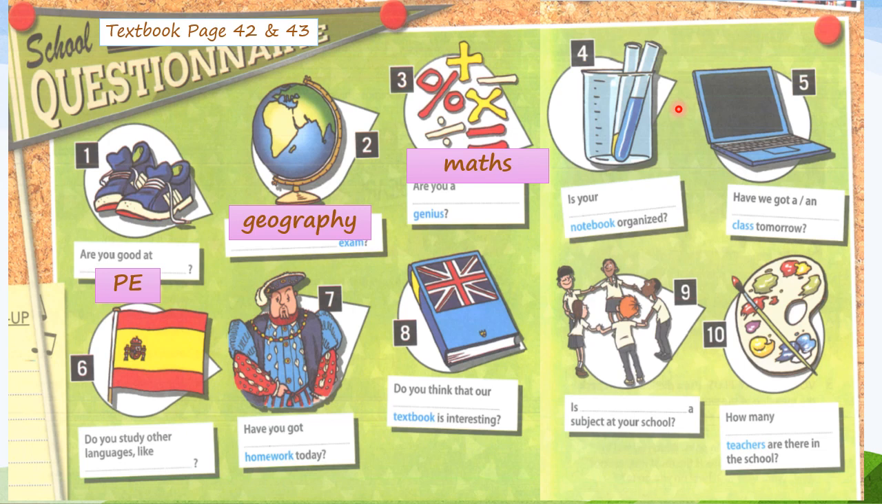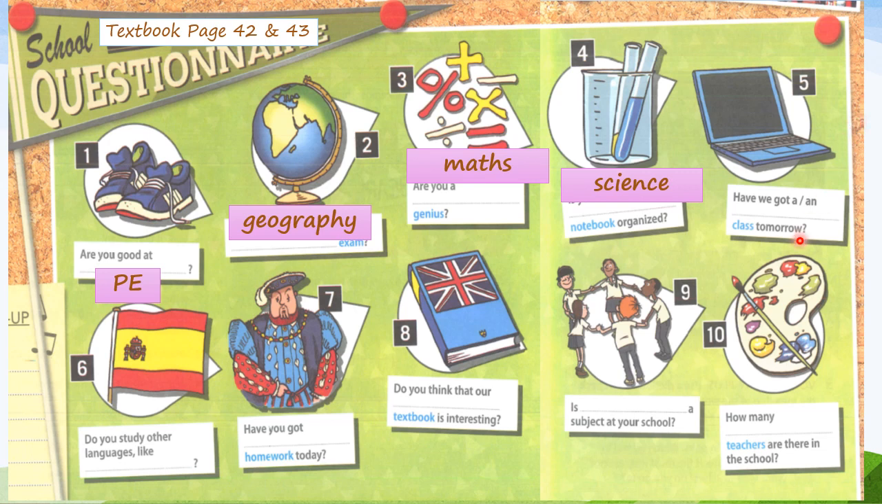Okay. Number 4. Is your what notebook organized? Now look at this. They are the equipment that you use in experiments. Okay, so what subject do you think this is? Is your science notebook organized? So meaning, did you write your notes in your notebook, in a neat way? Is it organized? All right. Did you underline? Did you number it? Did you draw the boxes? Okay. So is your science notebook organized?